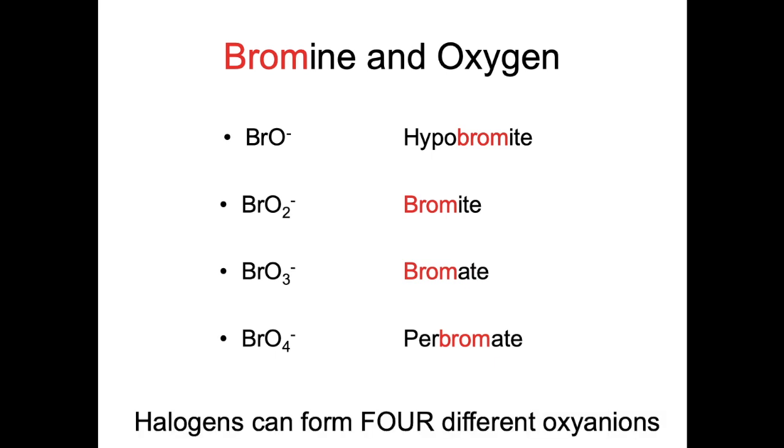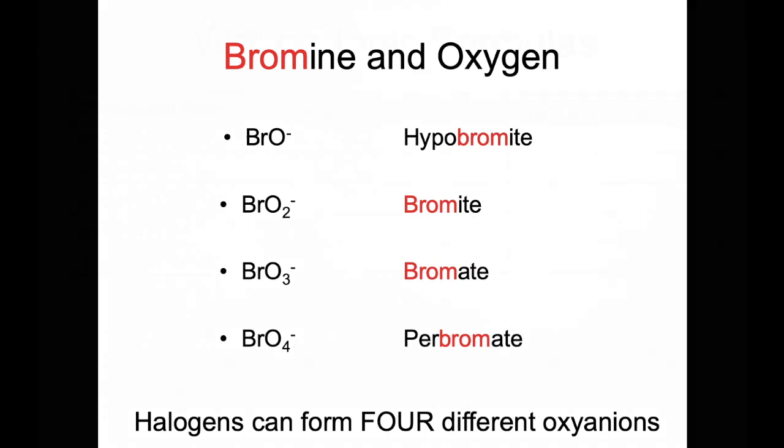Halogens can form 4 different oxyanions. So halogens are where you're going to see the hypo and the per prefixes. Most other things, you're just going to see an ite and an ate version.